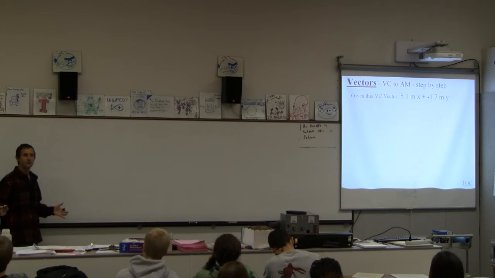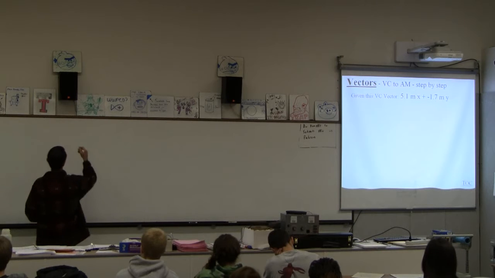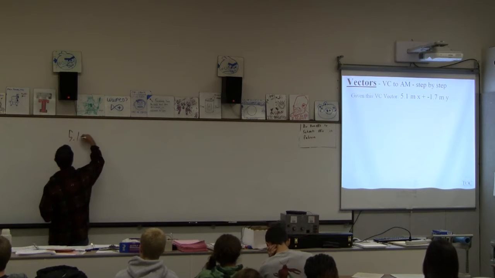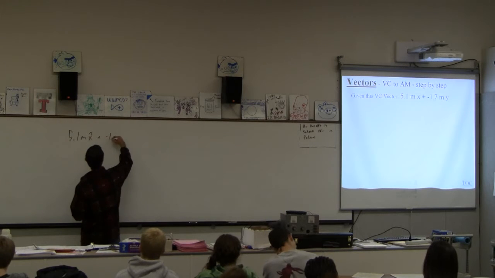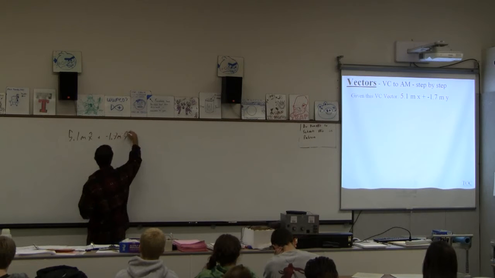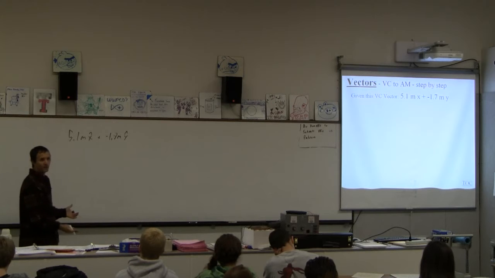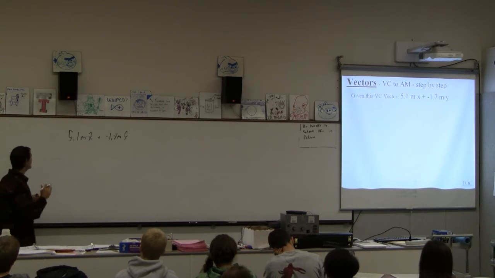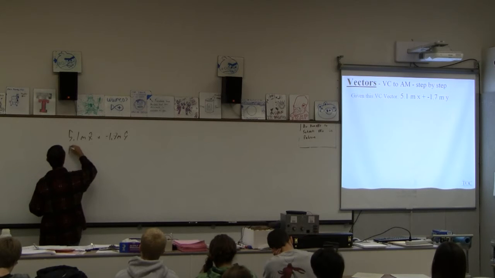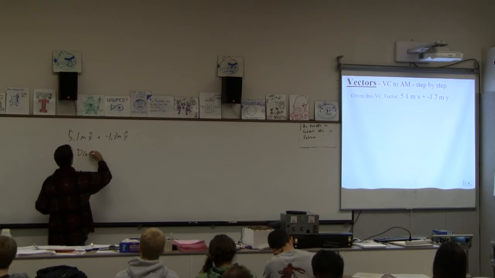All of us? All right, so if somebody gives you this vector and it's 5.1 meters in the x direction plus negative 1.7 meters in the y direction, that's a perfectly good component vector. We're now going to make it an angle magnitude vector. And the first thing to do, and this is the hardest thing, is to draw the vector.